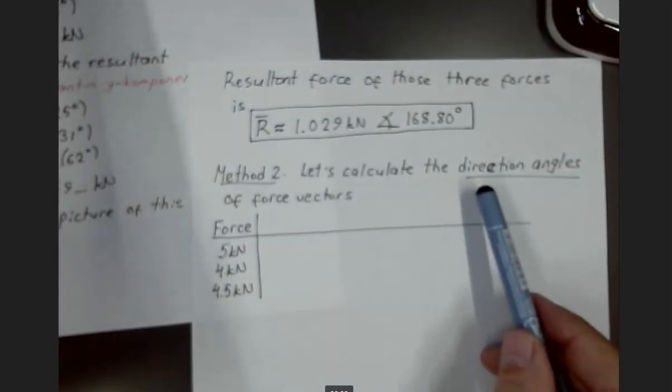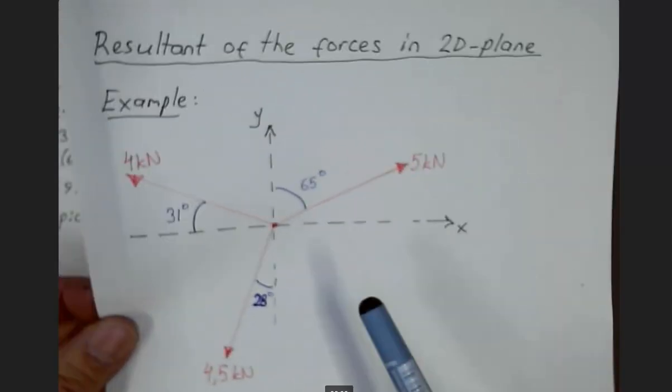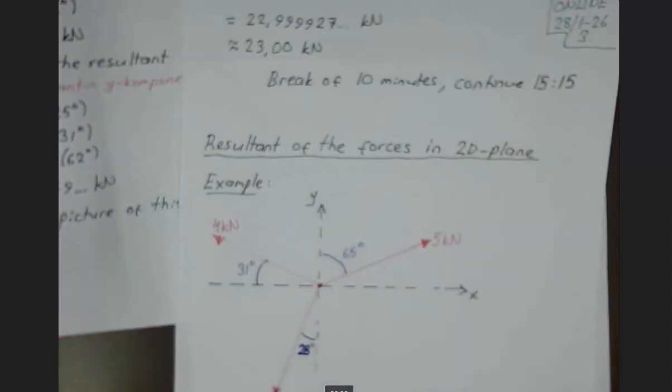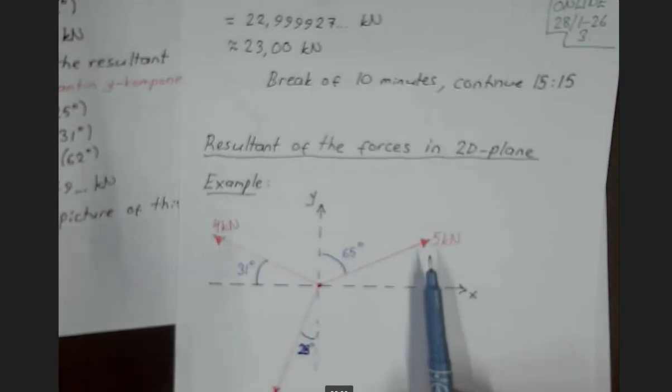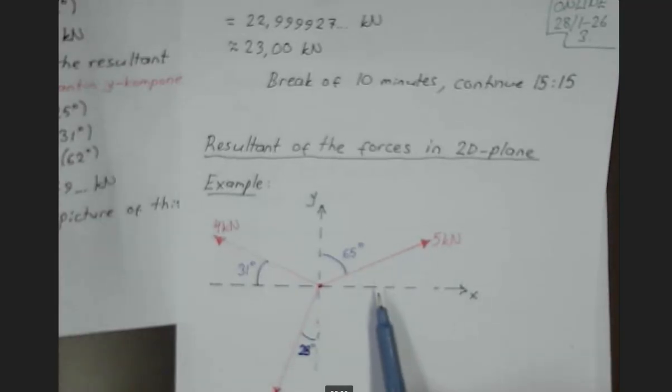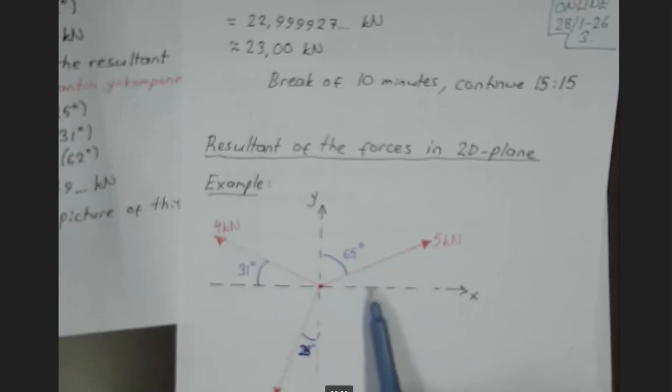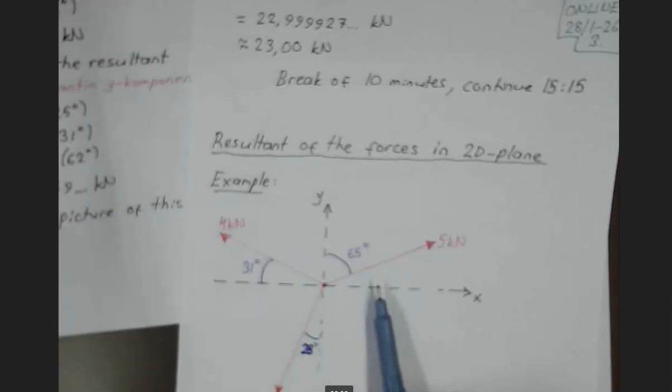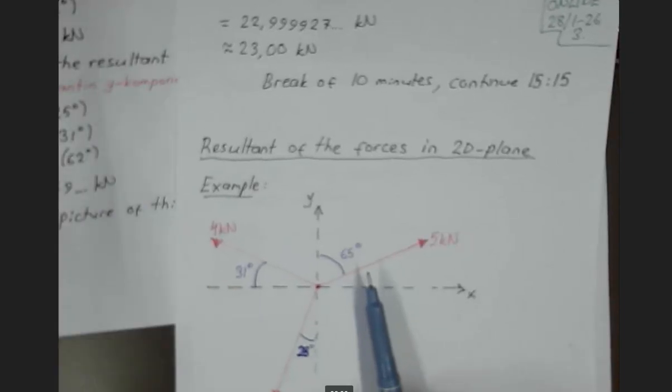And then we need to calculate the direction angles of these vectors. So the direction angle is always measured from the positive x-axis. So for this 5 kilonewton force, the direction angle is this angle, and so it is exactly the same angle as we used in the previous example, 25 degrees.